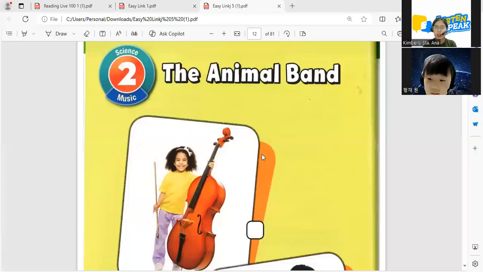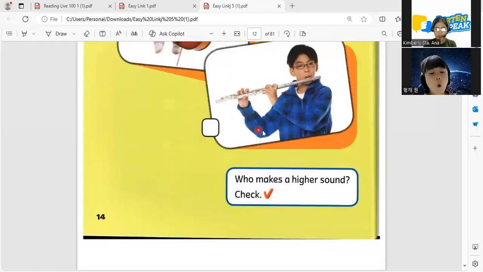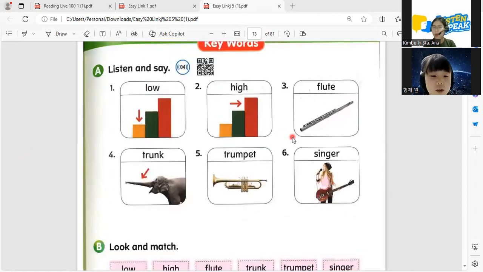We will talk about the animal band. What's our lesson? The animal band. Okay, so let's have this one. Before we go to our lesson, we have some words to learn. What's the first word here?